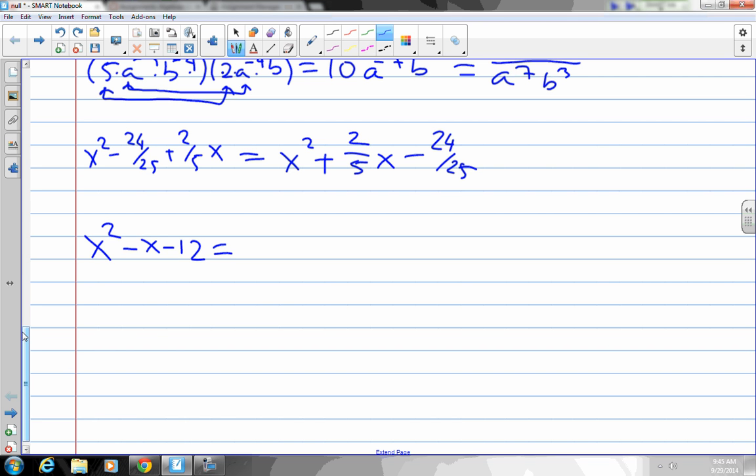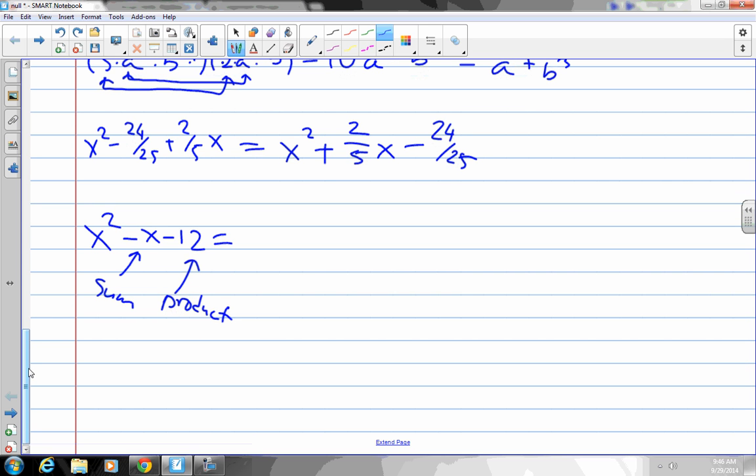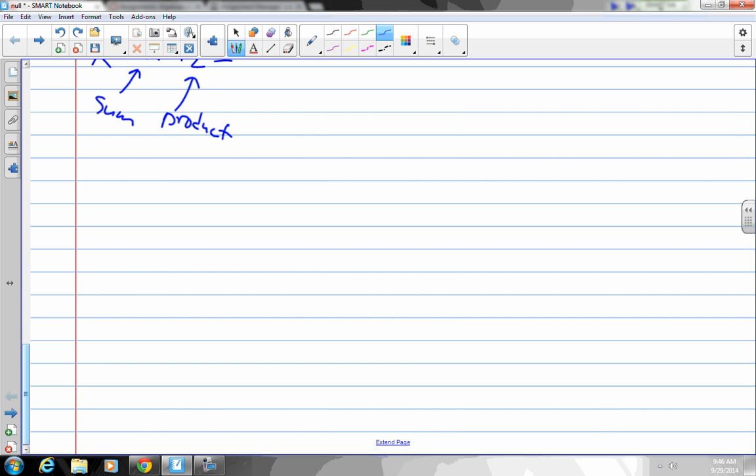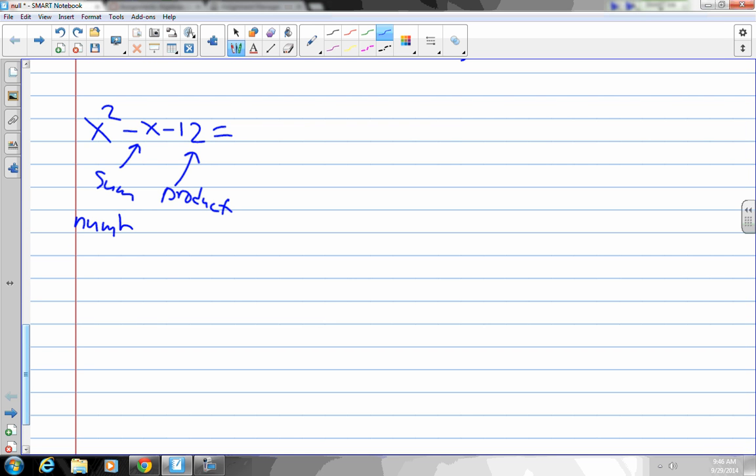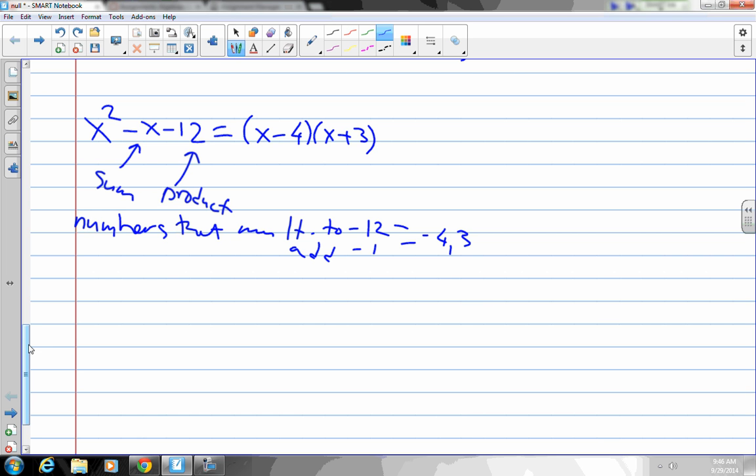So where do those numbers come from? What were you doing? Right, so this is the product, and this is the sum, right? So you need two numbers that multiply to negative 12 and add to negative 1. So yeah, those numbers are negative 4 and positive 3. So then you automatically go x minus 4, x plus 3. And we're done. Right?